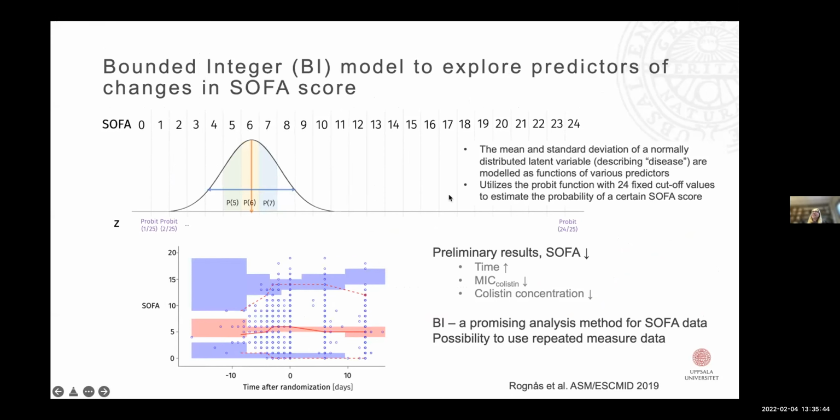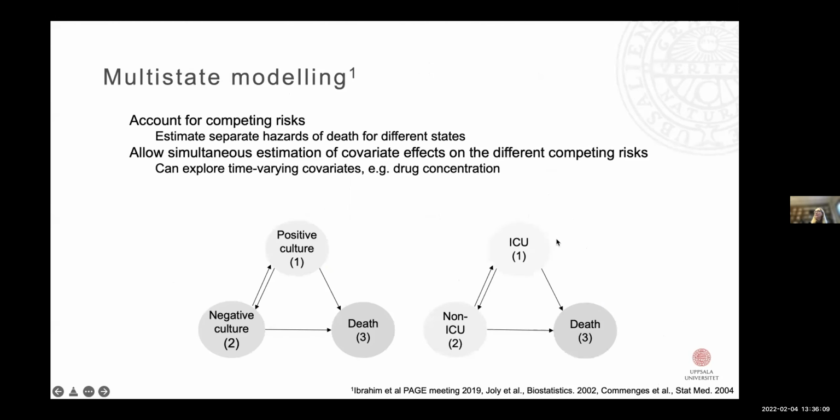So instead, we could analyze the data in another way, which is called the bounded integer model. So here we can also model the score over time and look into the mean and the variance and how that is changing depending on different patient factors. So that's something that Victor is also compiling now, and the last pieces of it will be presented. And the last piece of his work is related to something that we call multi-state modeling.